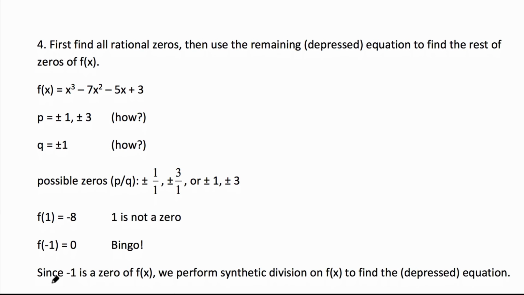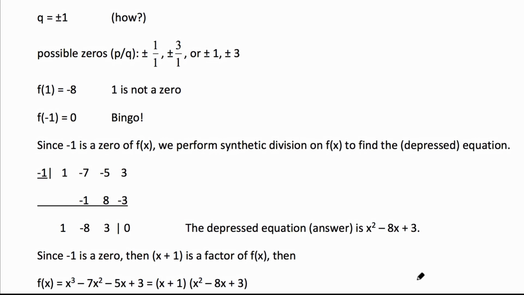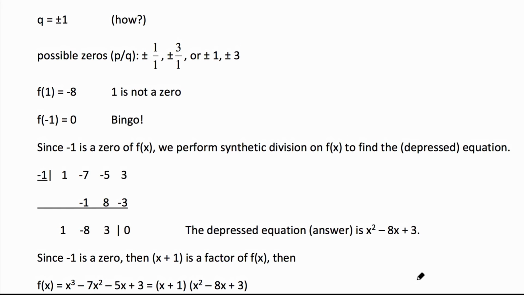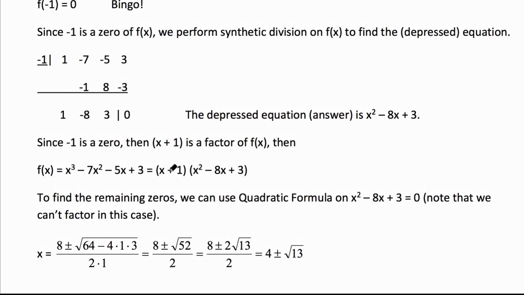Again, I just plugged them into the polynomial, and I found -1 gives us a 0, so that's our zero. Do the synthetic division, which you could have started with. And I find that the depressed equation is x squared minus 8x plus 3. So we can factor it. And here's what it looks like. We didn't really even do the factor. I'm going to basically just put it together. Can you factor x squared minus 8x plus 3?